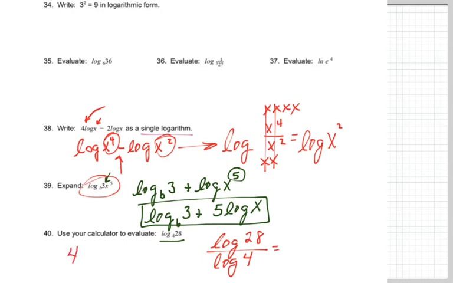This question is actually asking 4 to what power gives you 28. 4 to the 2nd power is 16, and 4 to the 3rd is 64. So, I don't know, 2 point something. I'm not sure exactly. I don't have a calculator in my hands right now to do it.